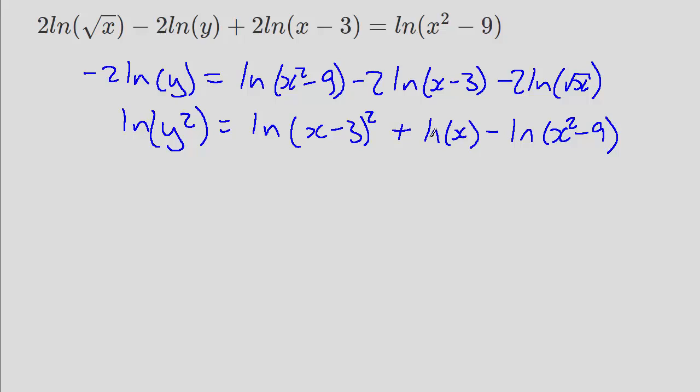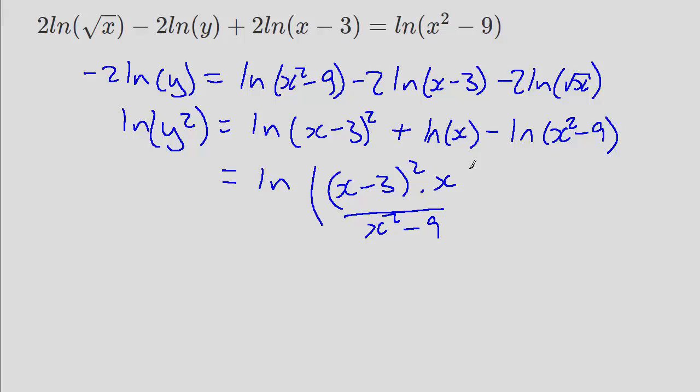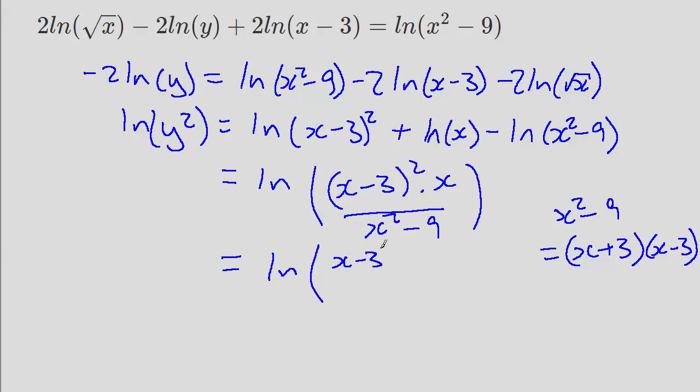Right, remember that a plus for a logarithm is the same as a multiplication, and a minus with a logarithm is the same as a division, so we can write the right hand side as log of x minus 3 squared times x divided by x squared minus 9. Now we've got x squared minus 9 on the denominator, and x squared minus 9 is equal to x plus 3 times x minus 3. So that means we can now write this as log of x minus 3 squared x over x plus 3, x minus 3.